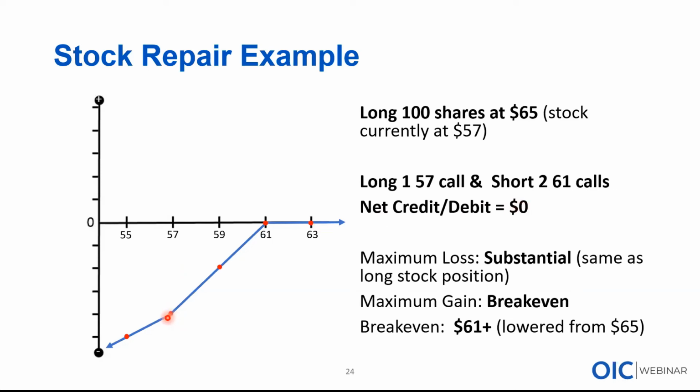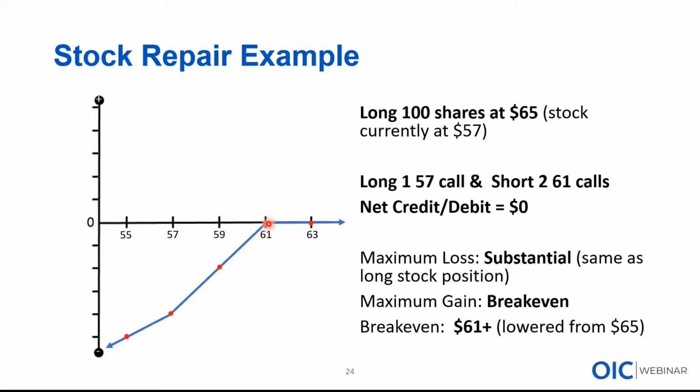So this is where that same exact risk concept comes in. Same risk to the downside. If the stock rallies, we've got 100 shares and we've also got the 57 calls. So you can see the steepness of this line doubles, and we will now be at break even at 61.